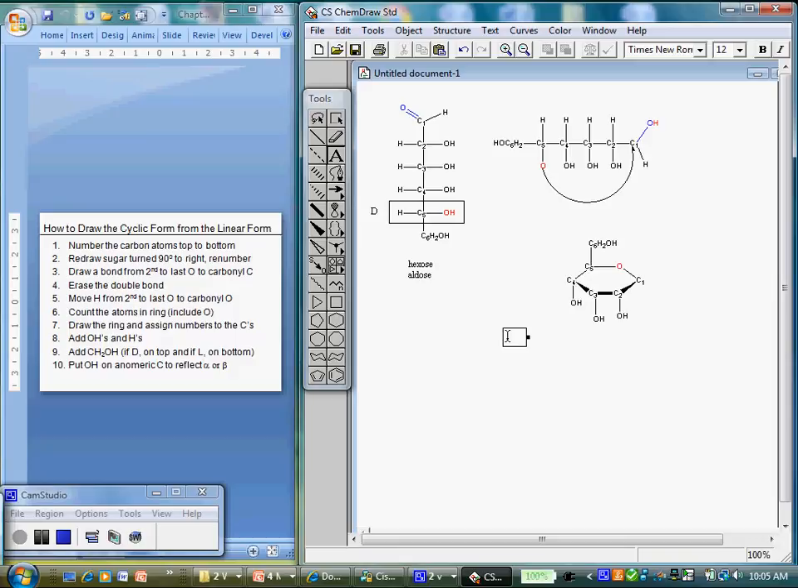We're almost done. We have to put our hydroxyl group on the anomeric carbon to reflect alpha or beta. I didn't say whether we were going to draw alpha or beta, so let's draw both. If I place my OH so that it is up and cis to my CH2OH group, then this is beta. If I place my OH so it is down and trans to my CH2OH, then this one is alpha. So we've just drawn both of those.